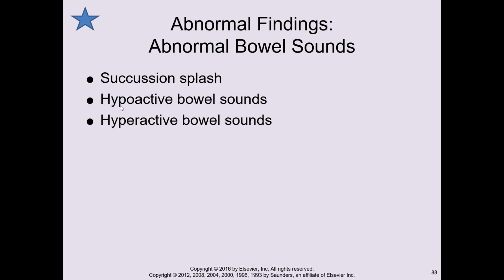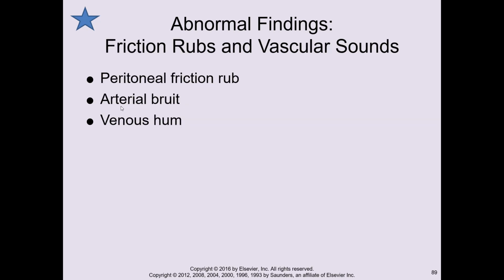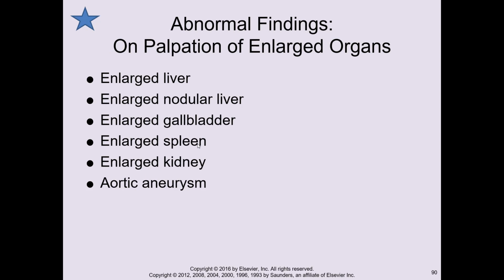Peritoneal friction rub, you're going to want to be looking for friction rubs. It's going to be something you're going to hear. Remember, friction rubs are like two pieces of leather being rubbed together. It's how the organs are actually rubbing together. You're going to be listening for bruits and a venous hum. And you're going to be assessing for enlarged liver, gallbladder, though you won't necessarily be able to palpate a gallbladder, spleen, kidney, and aortic aneurysm.